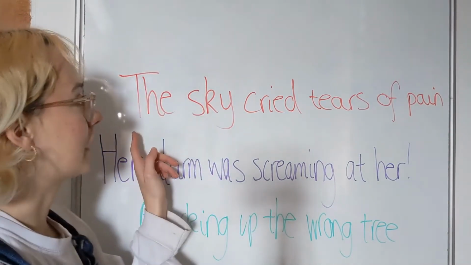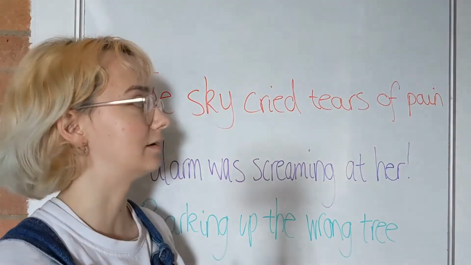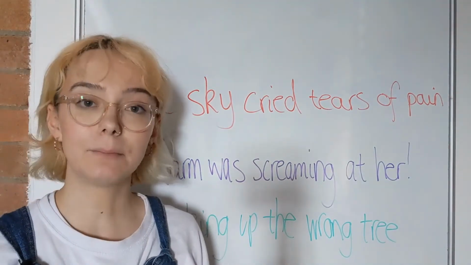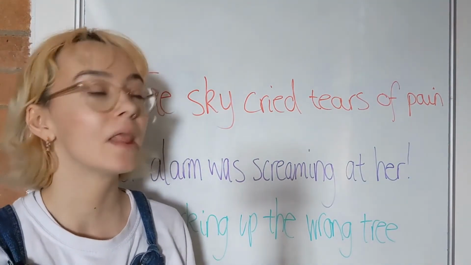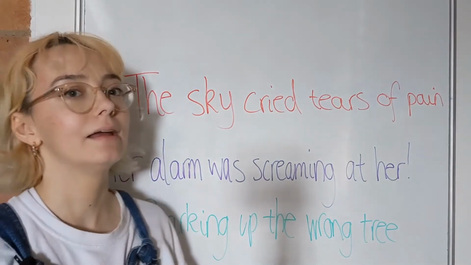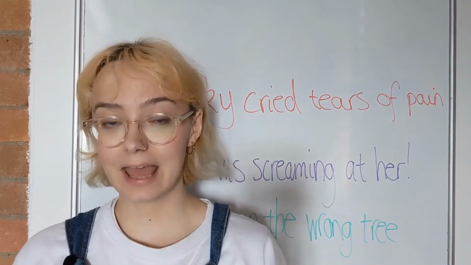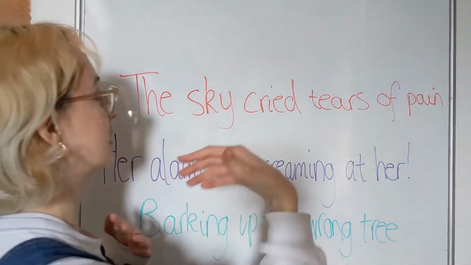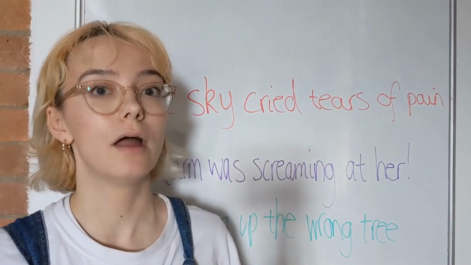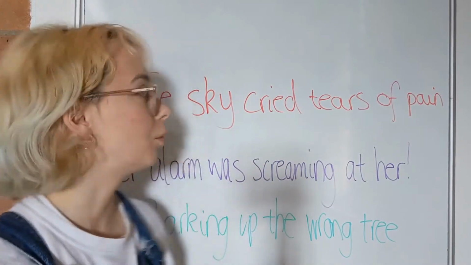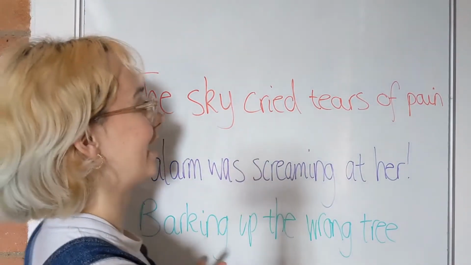So this first phrase, "the sky cried tears of pain," is an example of pathetic fallacy, and we know the sky is crying, it's raining, but it's also given this extra level of emotive qualities with it crying tears of pain.